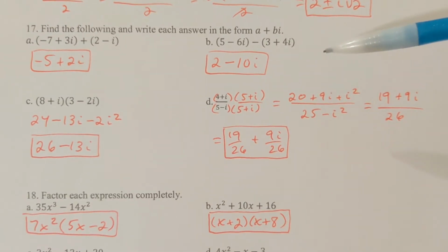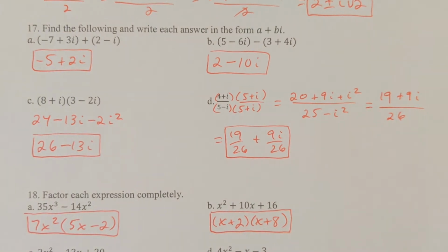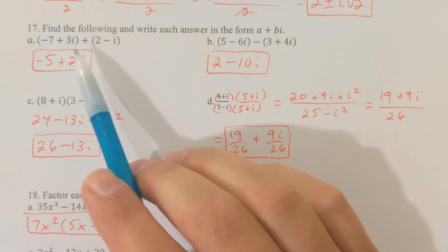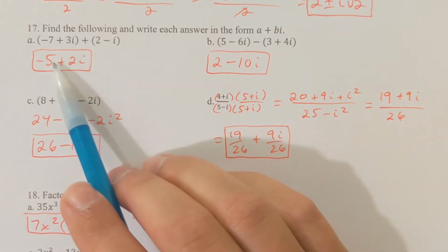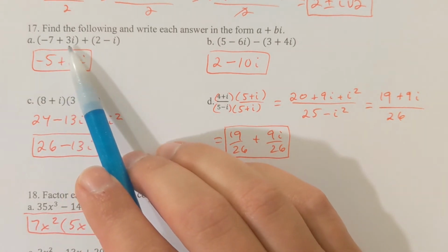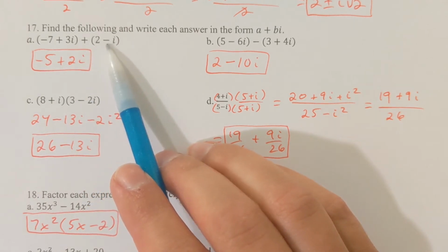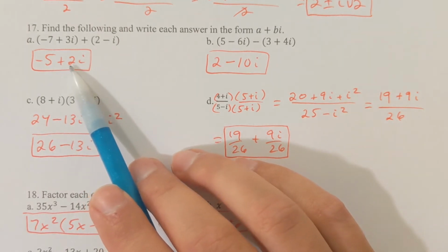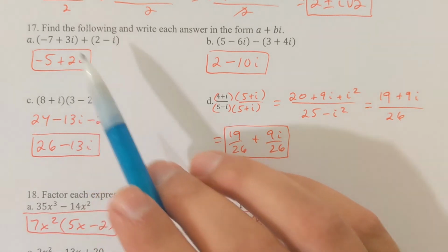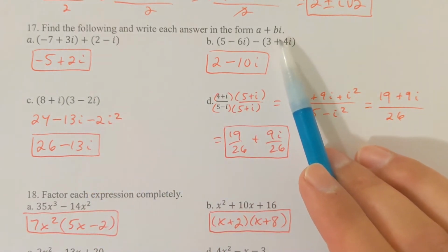Problem 17, find the following and write each answer in the form a plus b times i. -7 plus 3i plus 2 minus i. So I add the real parts, -7 plus 2 gives me -5, and then add the imaginary parts. 3i minus i is 2i. -5 plus 2i is the answer. That's in the form a plus b times i.